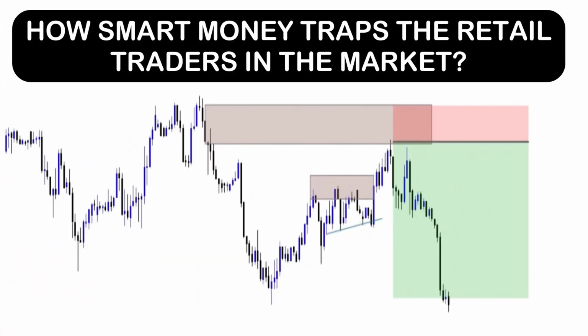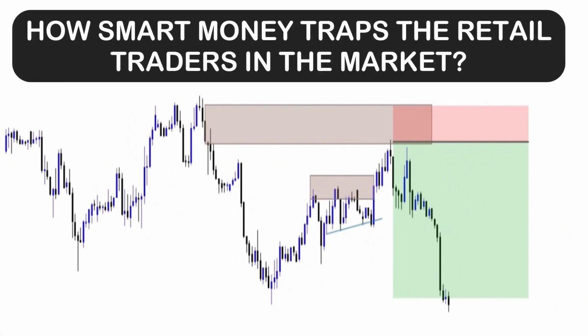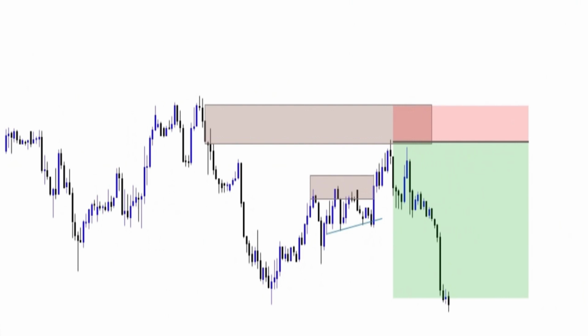We also learned about how the smart money traps the retail traders by creating a liquidity zone in the market. Most of the impatient retail traders fall into this trap, which is created by the central banks and the financial institutions.